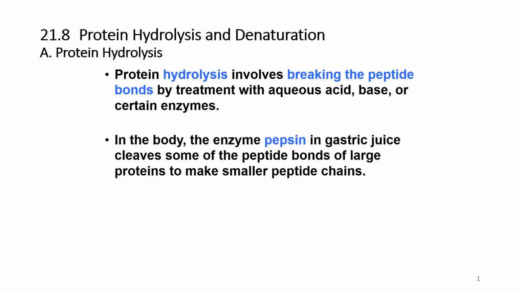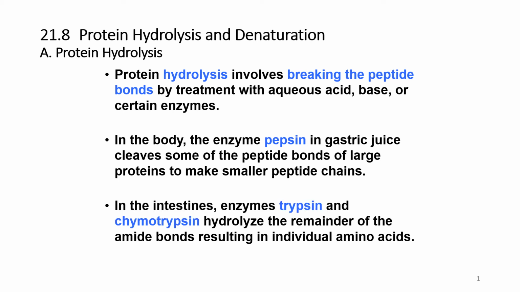In the body, we have an enzyme called pepsin in our gastric juice, and that is responsible for hydrolyzing some of those amide bonds in large proteins to make smaller, more manageable peptide chains that are then moved through the intestines, where we have two other enzymes, trypsin and chymotrypsin, that are responsible for hydrolyzing the remainder of those peptide bonds, resulting in individual amino acids.